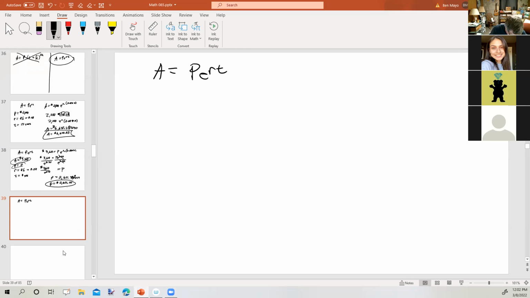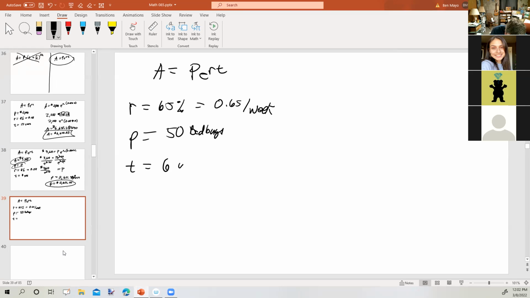If not checked, a population of a colony of bed bugs will grow exponentially at a rate of 65% a week. So r equals 65%, which is 0.65, and that's per week. If the colony currently has 50 bed bugs, so the beginning, there's 50 bed bugs, okay? It says, how many will there be in 6 weeks? So in this problem, time is in units of weeks. So it's growing at a rate of 65% per week for 6 weeks, okay? How many will there be in 6 weeks?